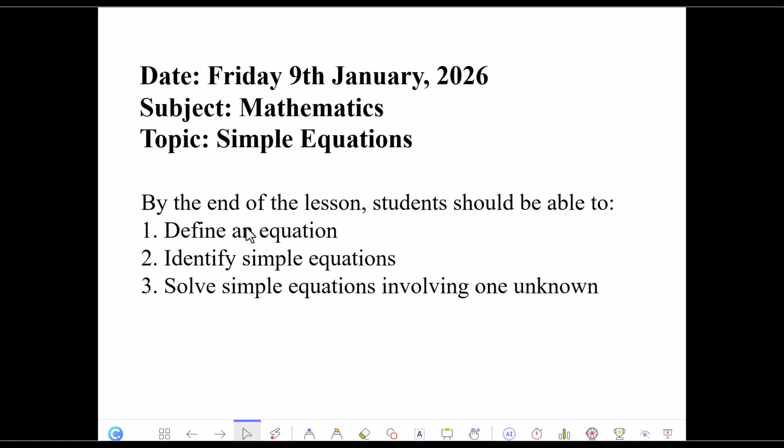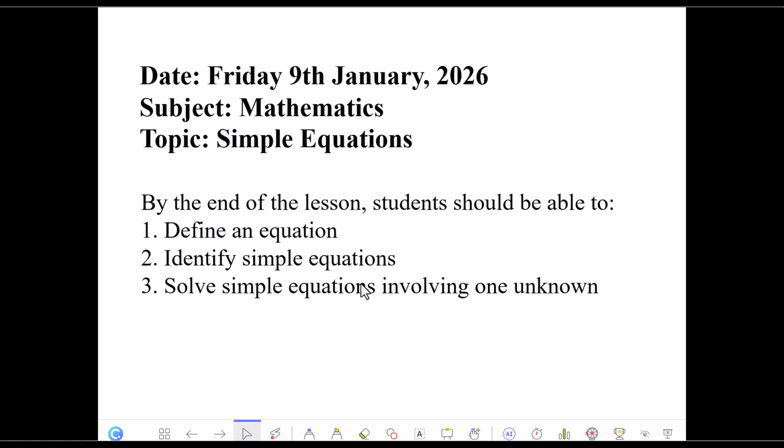First objective is to define an equation. You already know my system. Every topic I would like to define the topic so that you know what the topic actually means. From there, we move ahead. So today's class is not really much. It's just basic definition, basic identification of simple equations, then how do we solve simple equations involving one unknown. And that is all for the class.